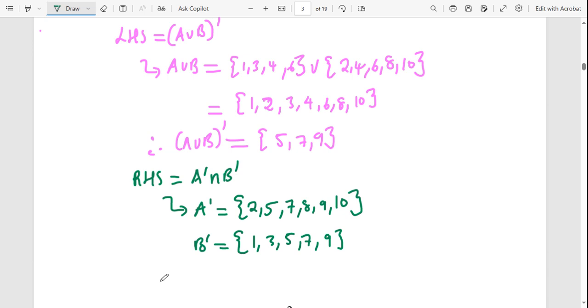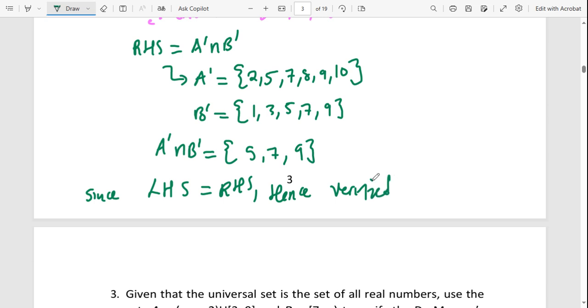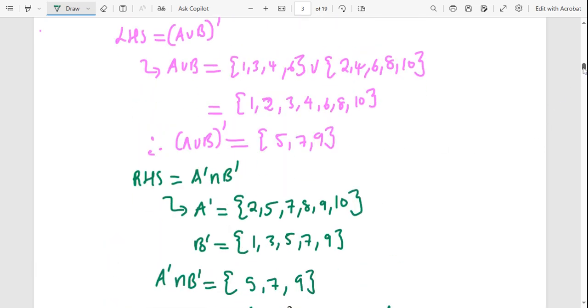Okay? And then now we want where these two are intersecting. So A complement intersection B complement. You can see 2 is not common, 1 is not common, 3 is not common, 5 is common, 7 is common, 9 is common. So can you see that the left hand side is equal to the right hand side? Since left hand side is equal to right hand side, hence verified. So that is how you verify this.